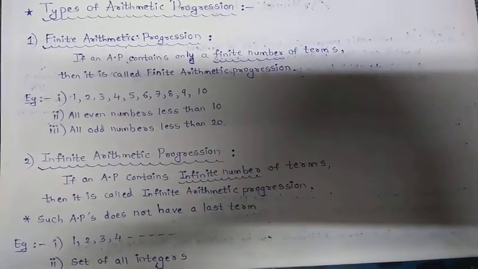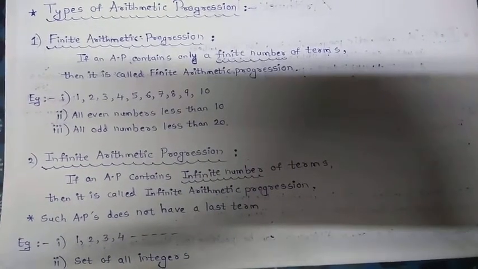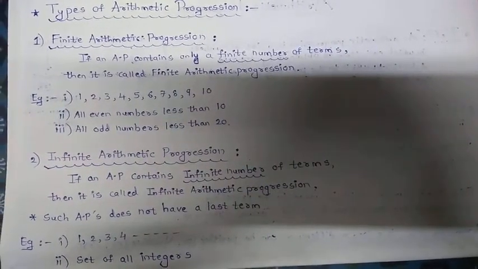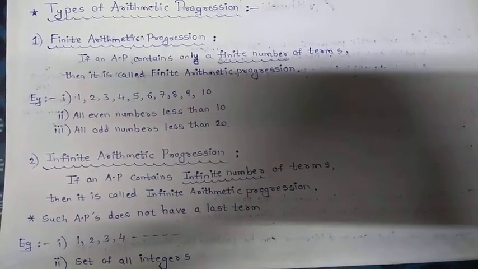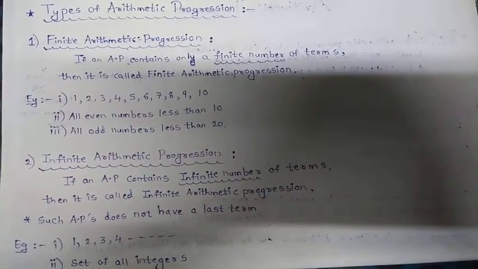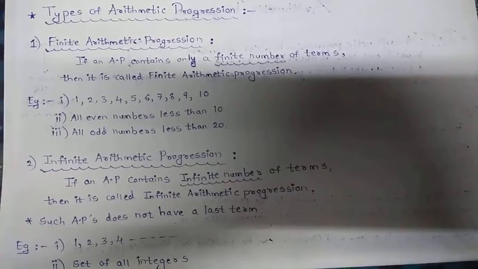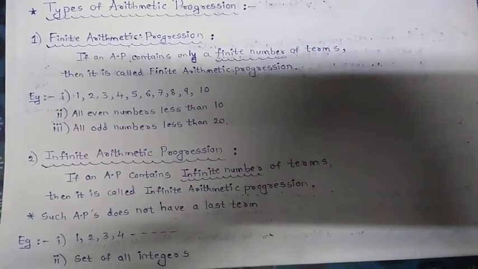And also the third example, all odd numbers less than 20. So we know that 1, 3, 5, 7, 9, 11, 13, 15, 17, 19 are all the odd numbers less than 20. So we have a last term, that is 19, and hence we have a finite number of terms, and hence it is also an example for finite arithmetic progression.